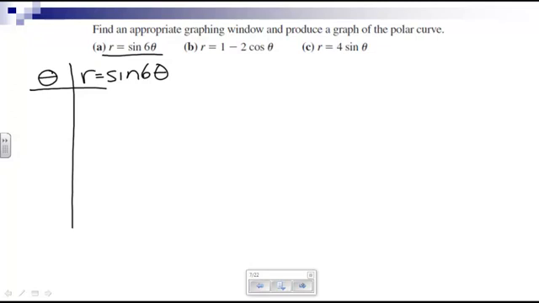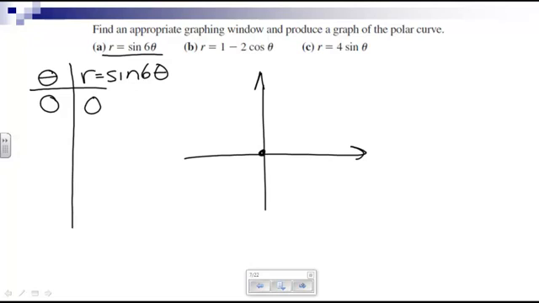So I've got a great idea. What happens when theta is 0? What value does r take on? The sine of 0 times 6 is sine of 0, which is 0. So that location on our graph would be: I rotated 0 and I went away 0. Oh, that's just the origin.